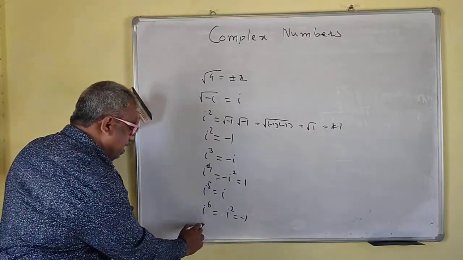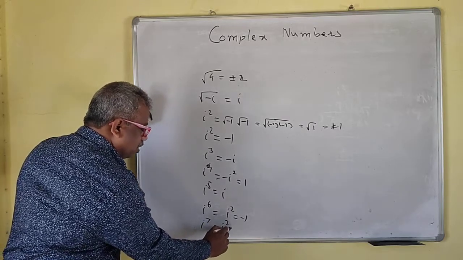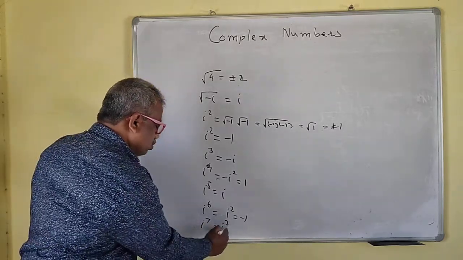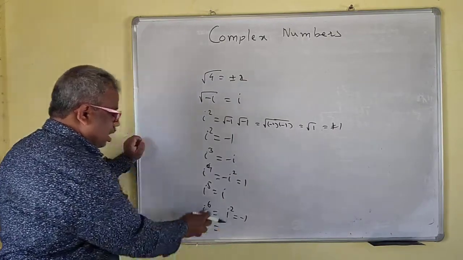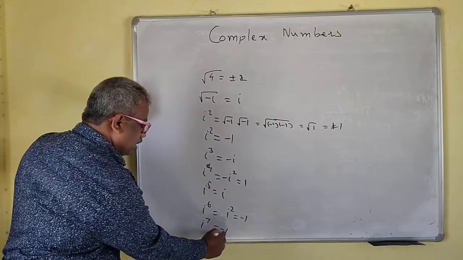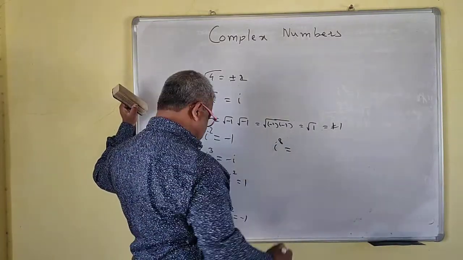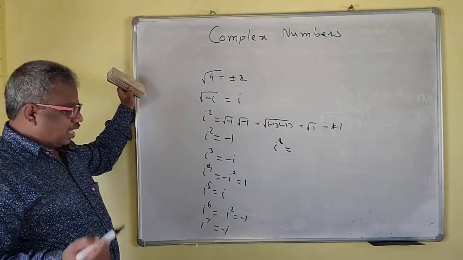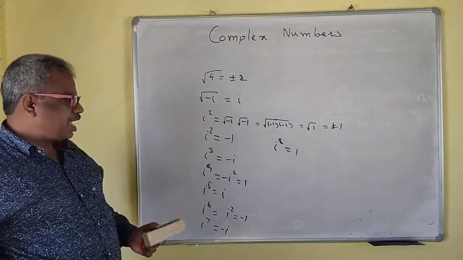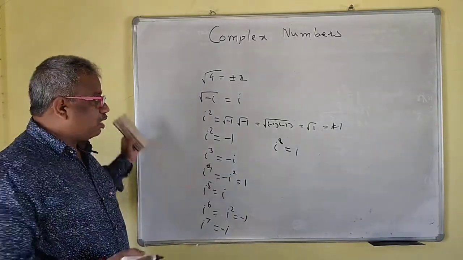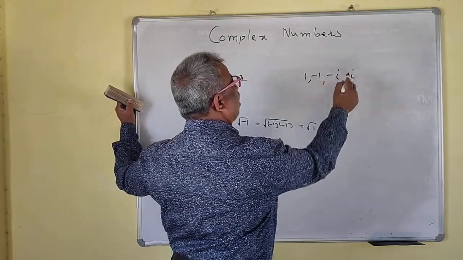Again, if you multiply by i, this is i to the power 7, which is i cube, that is minus i. Again, if you multiply by i, this will be i to the power 8, which is minus i squared, and i squared is minus 1, so this becomes 1. That means if you take any power of i, it will be either 1, minus 1, minus i, or i.